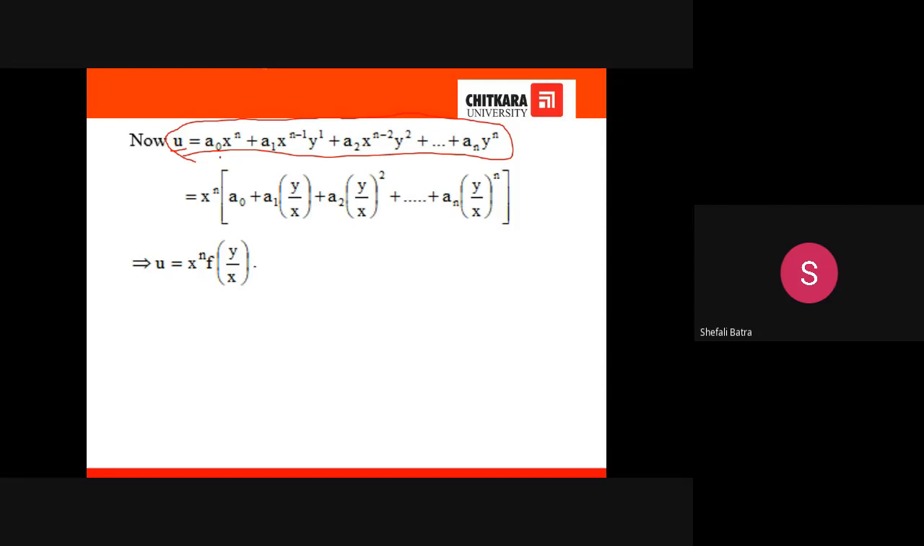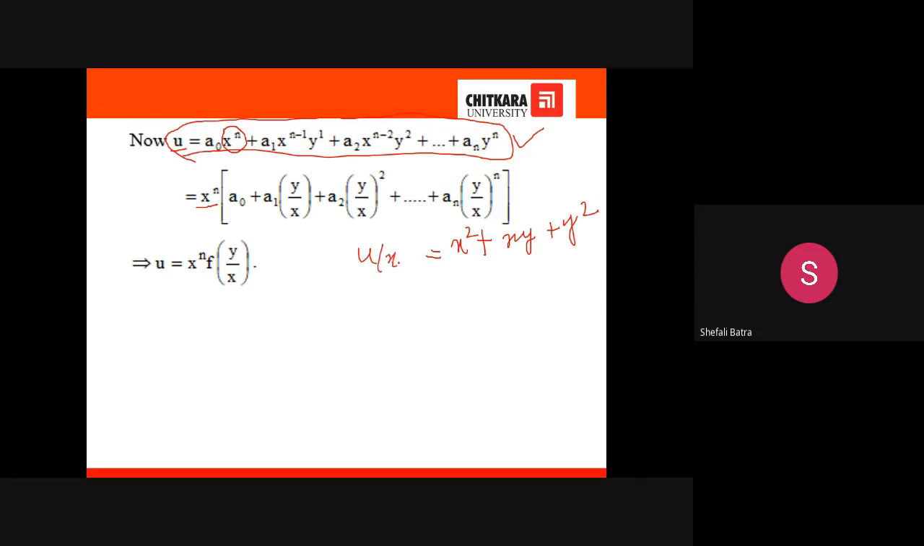So what you are doing, can I take x power n common from all the terms, and I'll rewrite the expression like a naught plus a1 y upon x plus a2 y square upon x square plus and so on plus an y power n upon x power n. When you will open it, you will get the same expression. Right, now like if I'm talking about like this, x square plus xy plus y square.